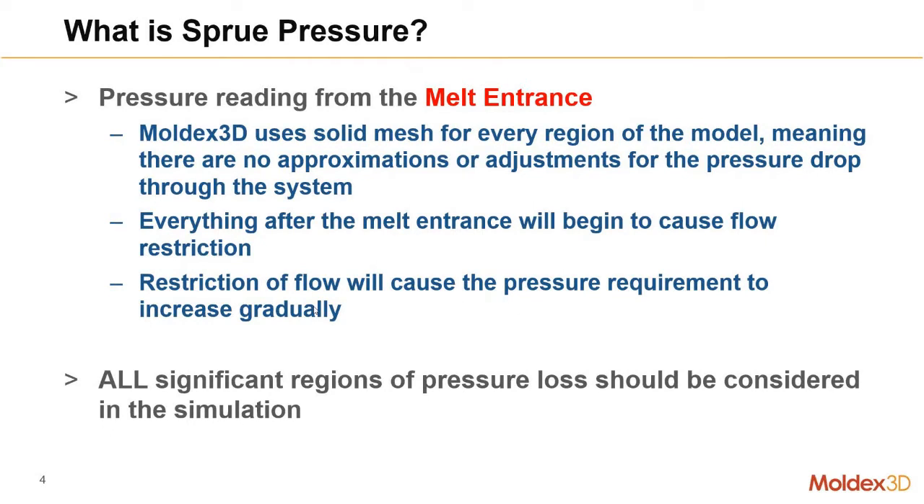The restriction of flow will cause the pressure requirement to increase gradually. As the material moves through the runner system, the amount of pressure required to continually push that material forward is going to increase, and that's where this sprue pressure graph actually comes from. You'll see in every sprue pressure graph that as time progresses in the molding process, as we're injecting plastic through our mold, the pressure requirement to continually move that material forward is going to increase.